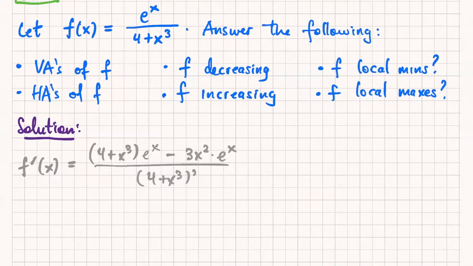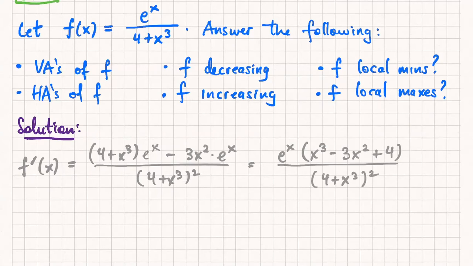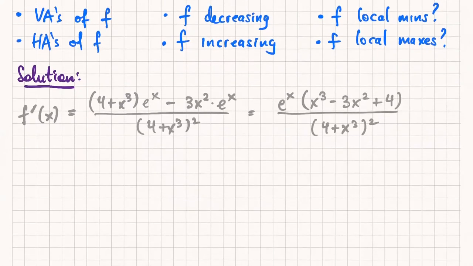Right, standard quotient rule, and then we just factor the top: e to the x, x cubed minus 3x squared plus 4, all over 4 plus x cubed squared. Obviously we will come back to this because we will have to set that equal to 0. There's a little bit more factoring to be done, but it's not as obvious right now, so we'll skip that for now.